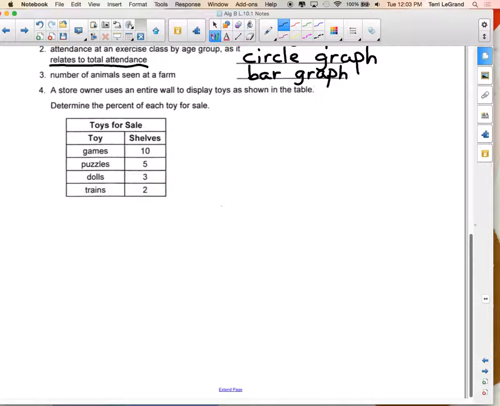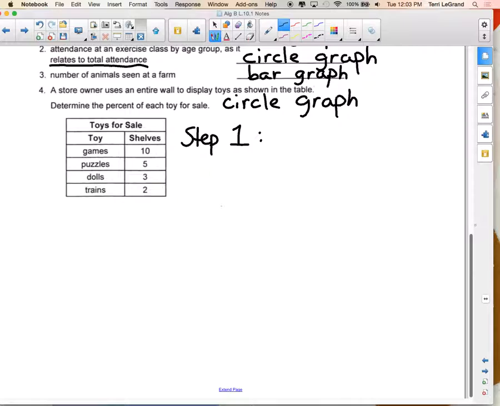As soon as they say percent, your brain should say circle graph. I'm not going to make you create it, but I want you to determine the percent for each. So step one, what are you going to do in step one? Well, not to a percent, because we can't get them to a percent until we know the whole. A circle graph is comparing to a whole, so we need a total, don't we?